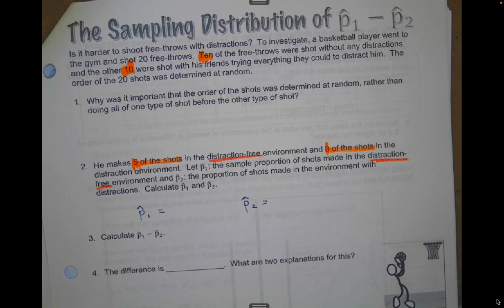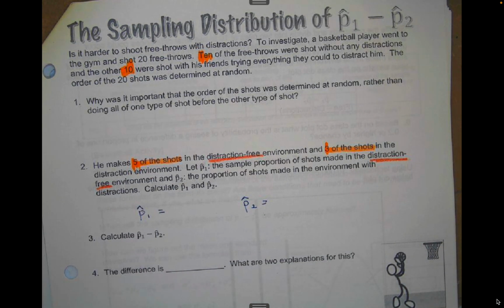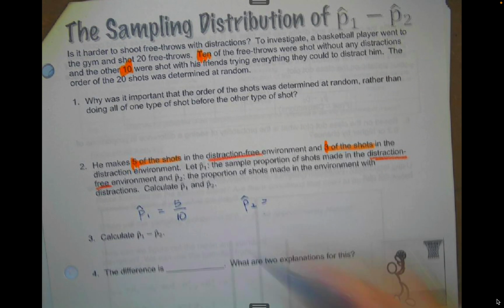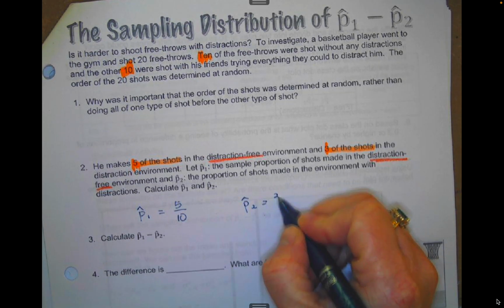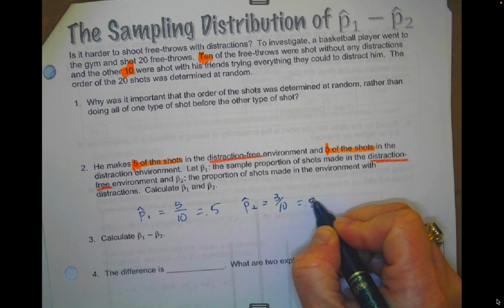All right, what's p hat 1, Madeline? You don't know? Elena? Is it 0.5? Yeah, it's just 5 out of 10, 0.5. And then Ellie, what's p hat 2? 3 out of 10. Yeah, 3 out of 10. Okay, so 0.5, 0.3. Everybody understand?